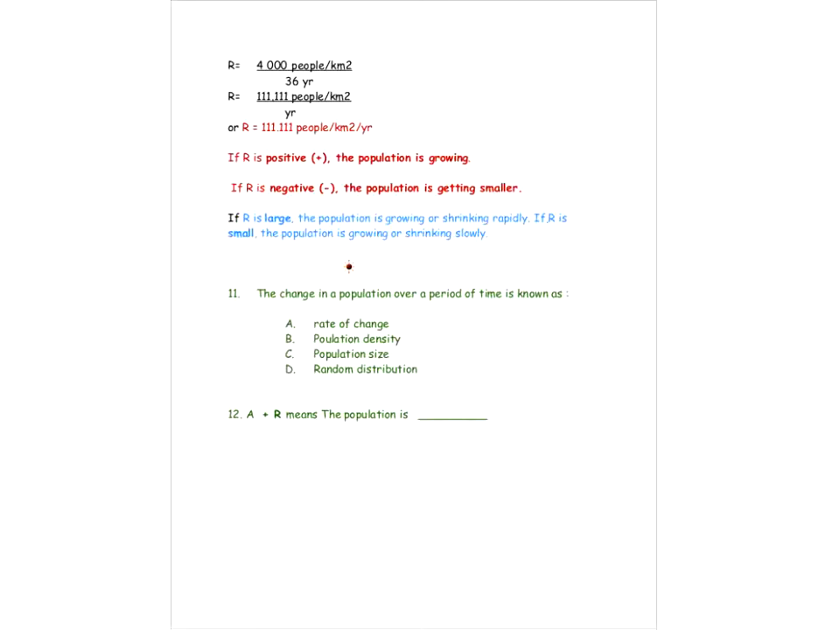So, for question 11, the change in population over a period of time is known as, what would that be? Rate of change, good. And if we have a positive R, that means the population is what? Growing, good.